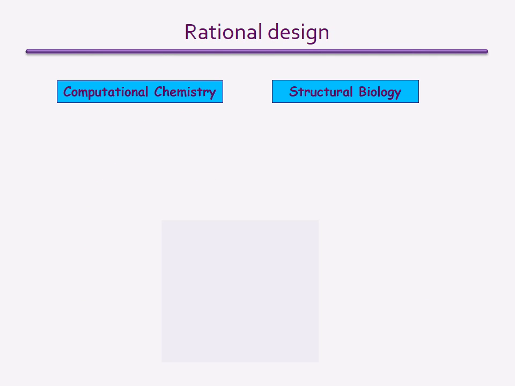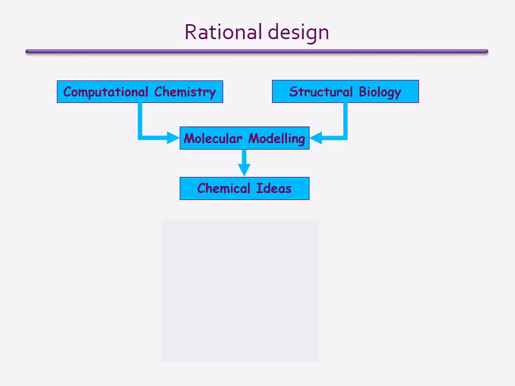The process of rational design begins with information from computational chemistry and structural biology. This information is used for molecular modelling done in silico to suggest structures likely to interact with the target. If there are known ligands, then ideas about potential structures will already exist. A range of compounds are synthesized based on the modelling or ligand knowledge.